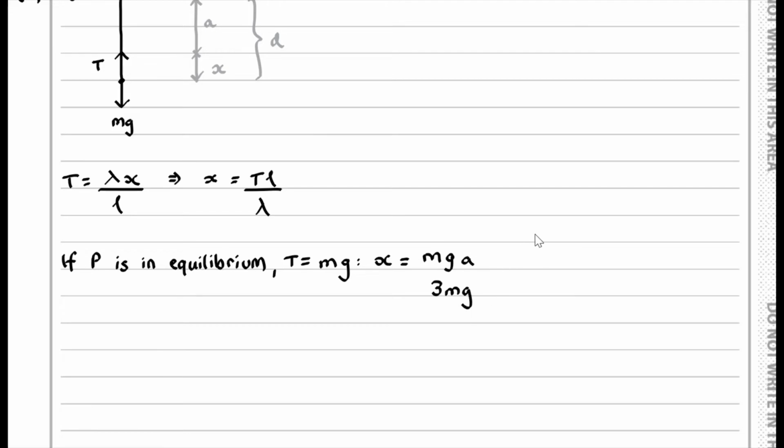And therefore you'd find x to equal a over 3. In other words, we know x is equal to a over 3, and therefore d is equal to a plus x. So we have a plus a over 3, which is 4a over 3. That's what we wanted to show.